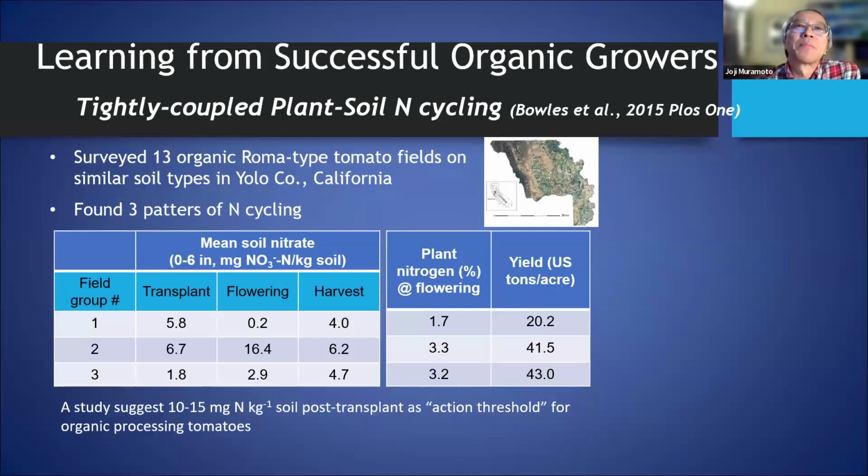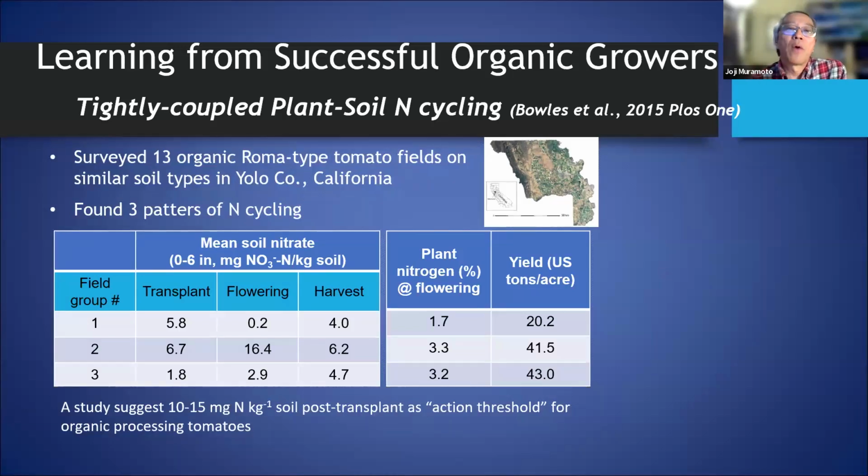Another example here. This is a PhD work by Tim Bowles. Now he's a professor at UC Berkeley, agroecology professor, but this is his PhD work. It's called Tightly Coupled Plant Soil Nitrogen Cycling. He surveyed 13 organic Roma-type tomato fields on similar soil types in Yolo County and found 3 different nitrogen cycling patterns. Group 1 had low soil nitrate throughout the plant growing period, and lower plant nitrogen level and lower yield. So basically a nitrogen deficient kind of field.